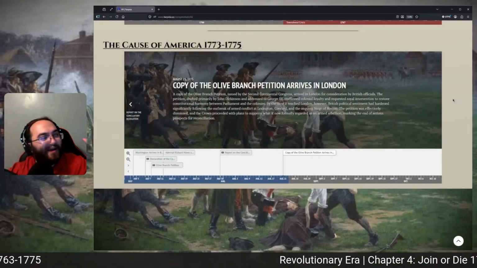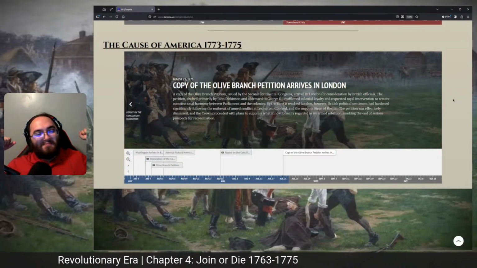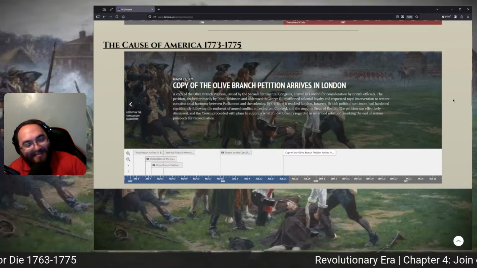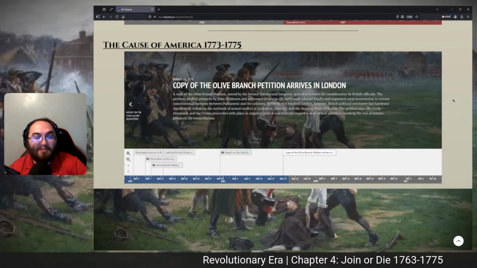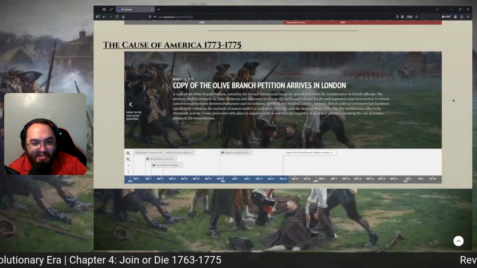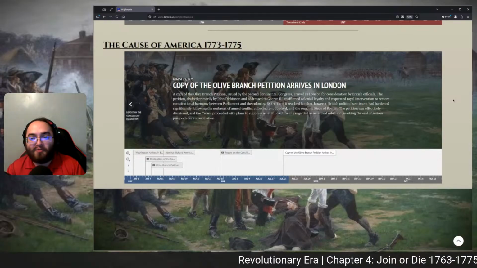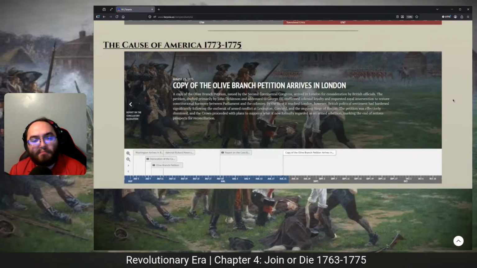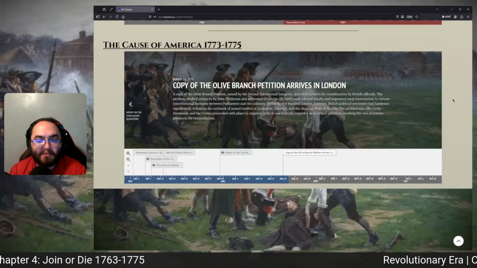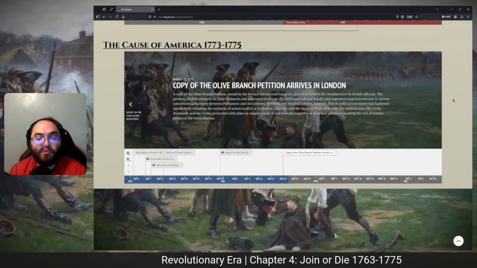And now, finally, after 3.5 hours, oh man, we get to the last thing in this chapter, and that is a copy of the Olive Branch Petition. Issued by the Second Continental Congress, it arrived in London for consideration by British officials and the King. The petition, drafted primarily by John Dickinson and addressed to George III, reaffirmed colonial loyalty and requested royal intervention to restore constitutional harmony between Parliament and the colonies.